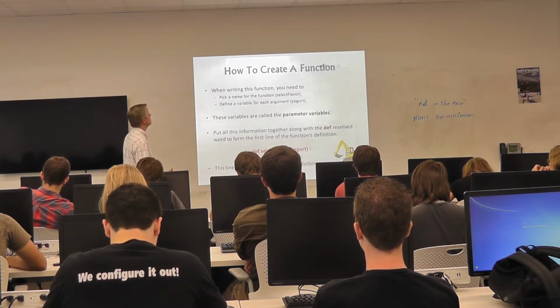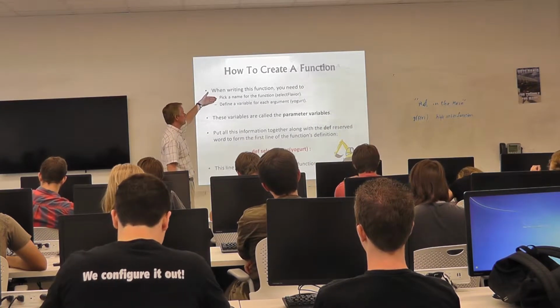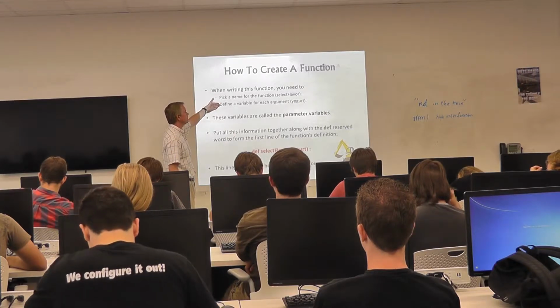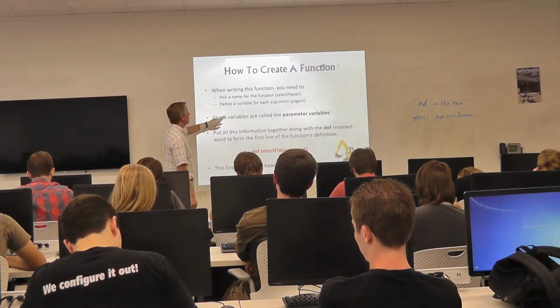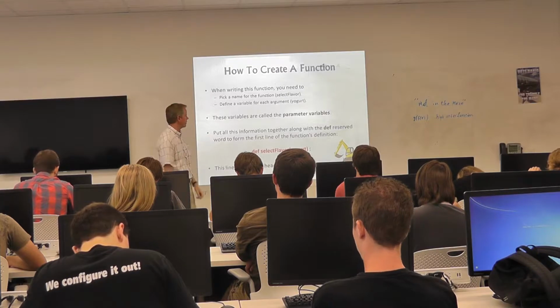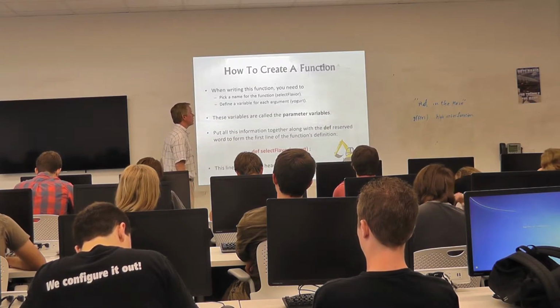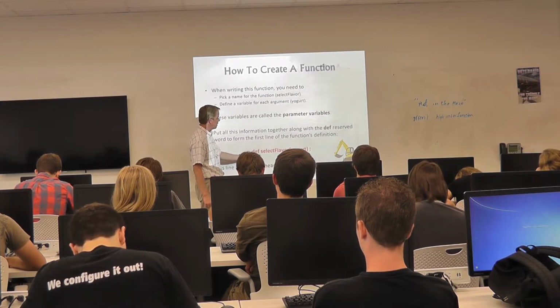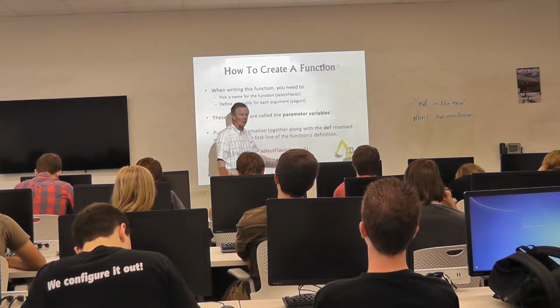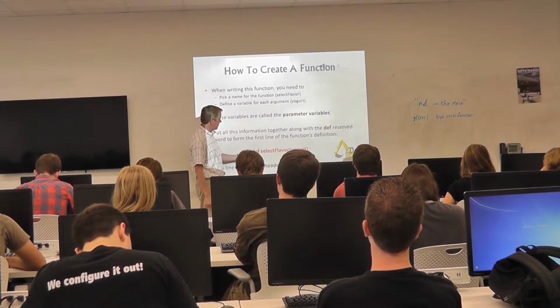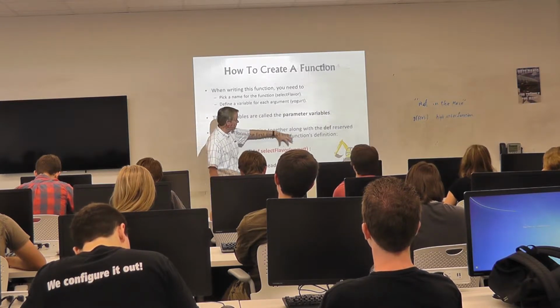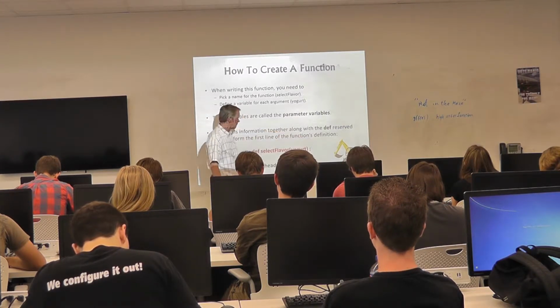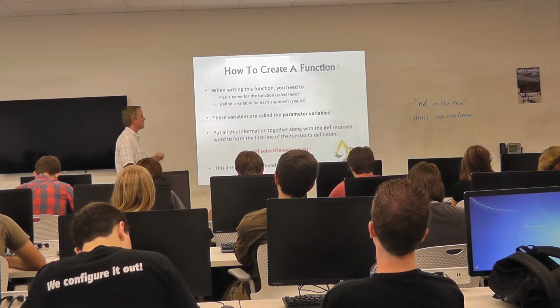How to create a function? Pick a name: select flavor. Define a variable for each argument: yogurt. These variables are called parameter variables. Put all this information together along with the def reserved word to form the first line of the function. Def, select flavor, yogurt. So here's the definition, which is the Python reserved word. Here's the name of our function, and here's the variable that we're going to be passing into it. This line is called the header of the function.